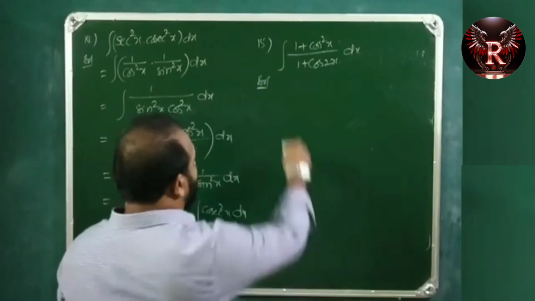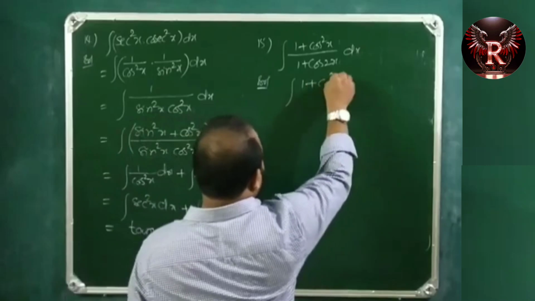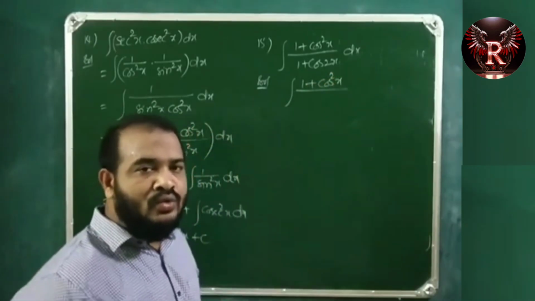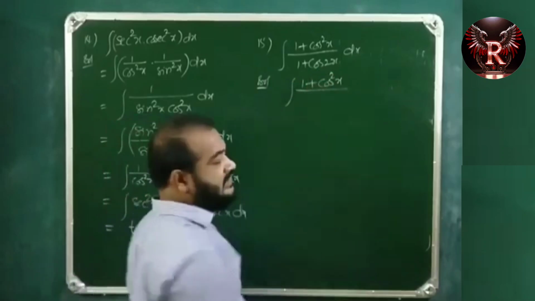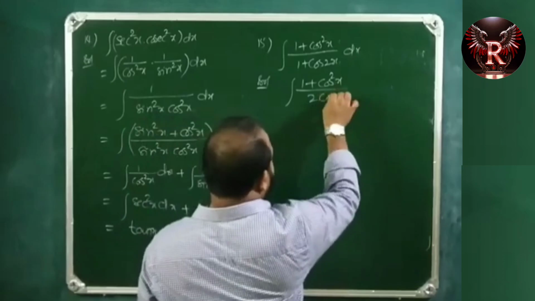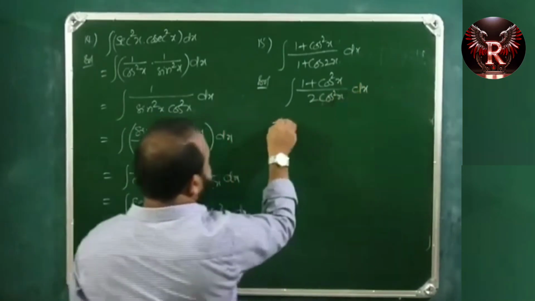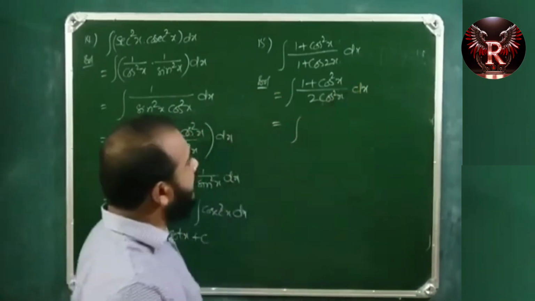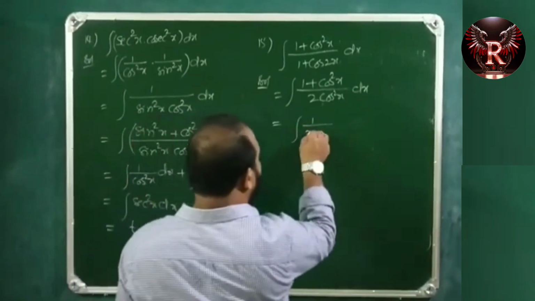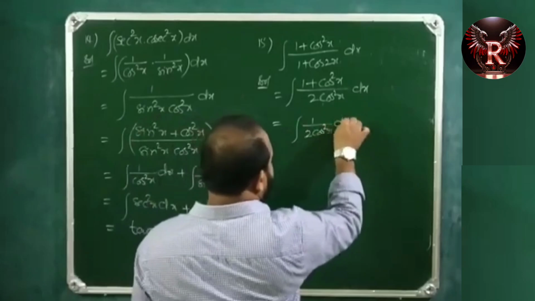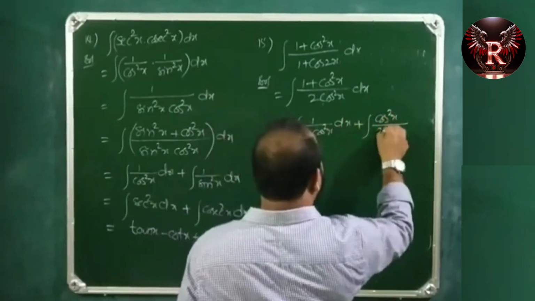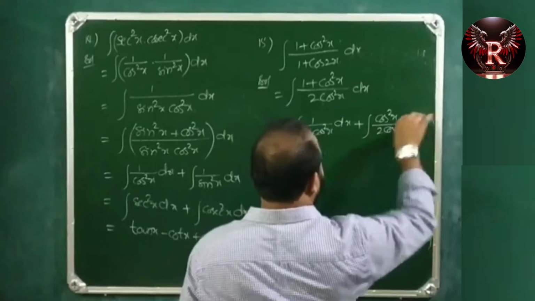So with 1 plus cos square x we will write as it is. We know 1 plus cos 2x is 2 cos square x and 1 minus cos 2x is 2 sin square x. So this is 2 cos square x dx. So this is equal to, again, a plus b by c, a by c plus b by c: 1 by 2 cos square x dx plus cos square x by 2 cos square x dx.